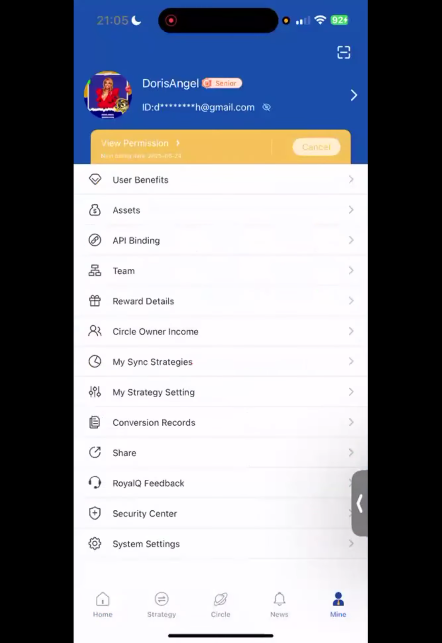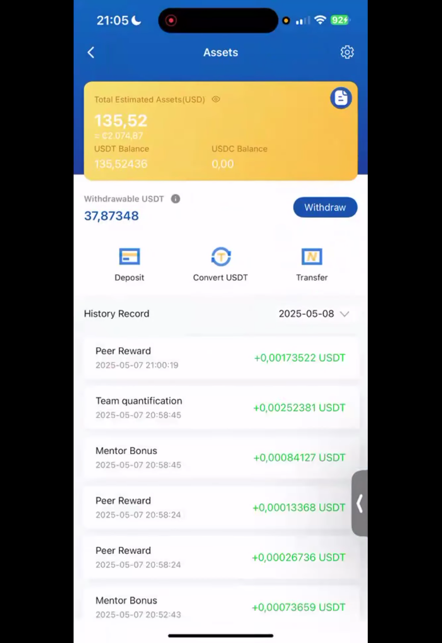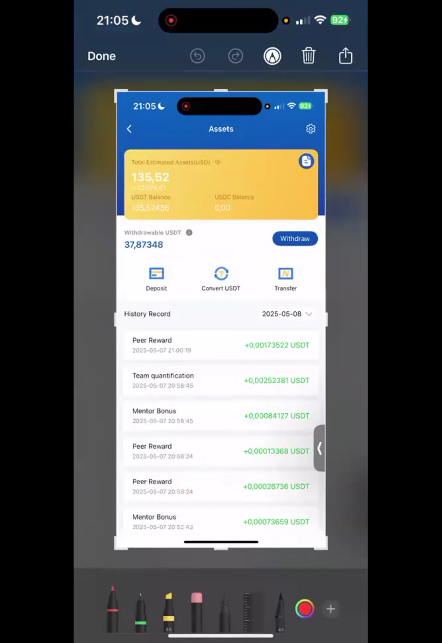All right, so let's go back to the mine. I go to assets. Under assets, this is where you'll be able to see your bonuses from your team members. But if you are not building any team or you don't have any person under you, the money you see here is your fuel fees. What is fuel fees? I already explained it from the beginning.